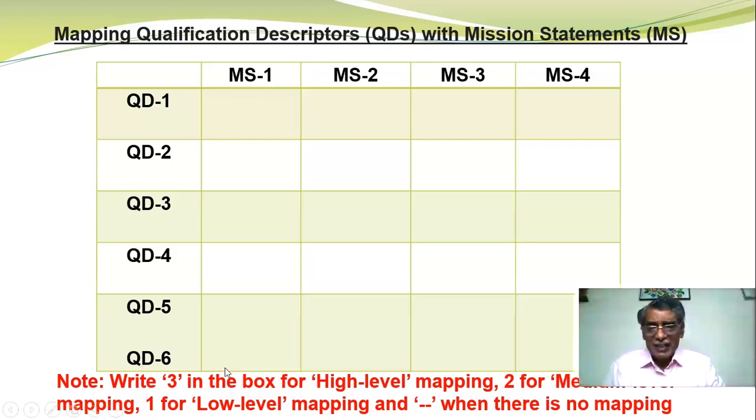So write 3 in the box for high level mapping, 2 for medium level mapping, and 1 for low level mapping, and put a dash when there is no mapping. Don't leave it as a blank. Put a dash when there is no mapping.